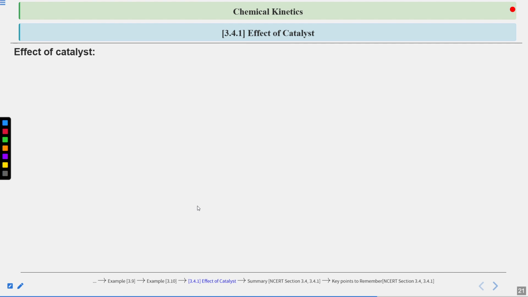Now the effect of a catalyst. A catalyst does not provide energy for the reaction. It is not like temperature, where an increase provides energy to the molecules or atoms, which will make them more mobile and increase the rate. The catalyst will not provide any energy for the reaction.